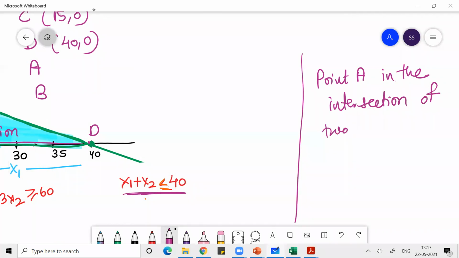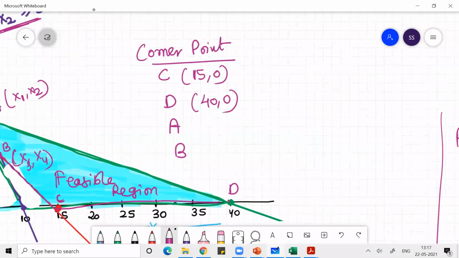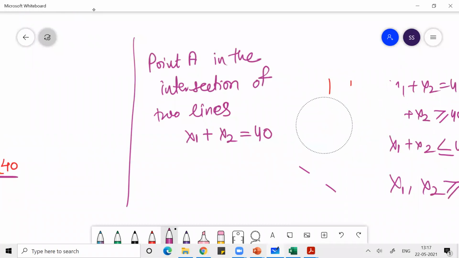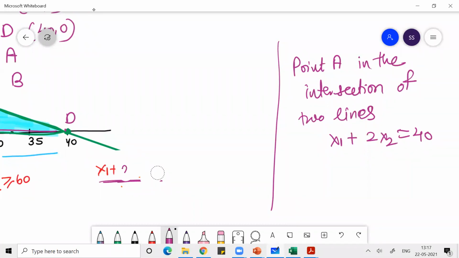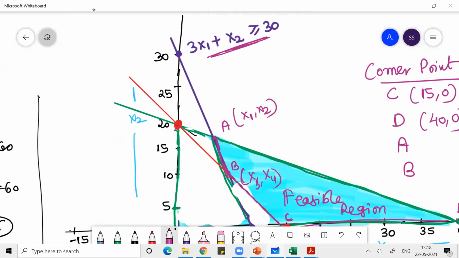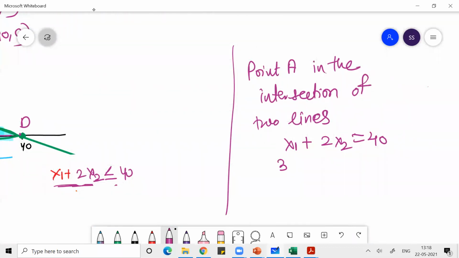Point A is the intersection of two lines. What are the two lines? The first is x1 plus 2x2 equal to 40, and the next line is 3x1 plus x2 equal to 30. Can you understand this? So point A is basically the intersection of these two lines.